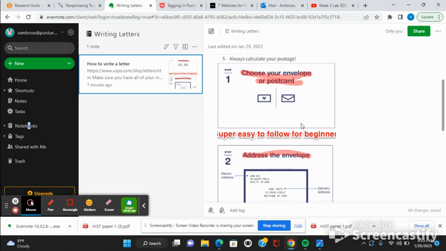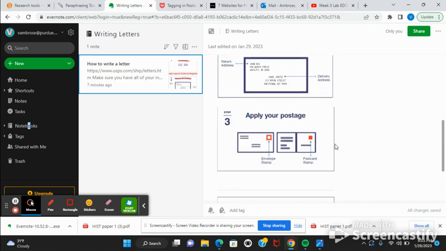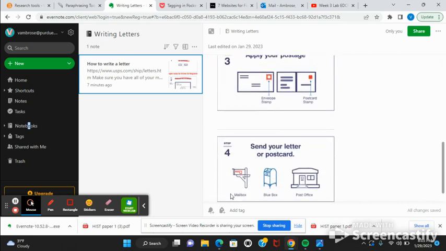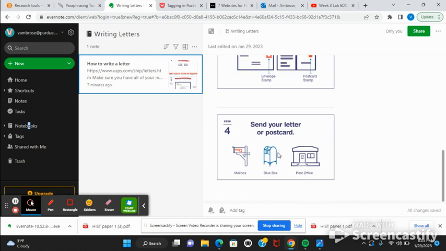And I did make a little note here. Seems to have been cut off. Excuse me. Super easy to follow for beginners, which I've also mentioned. Your postage and send your letter or postcard, and then here it mentions where you can do that.